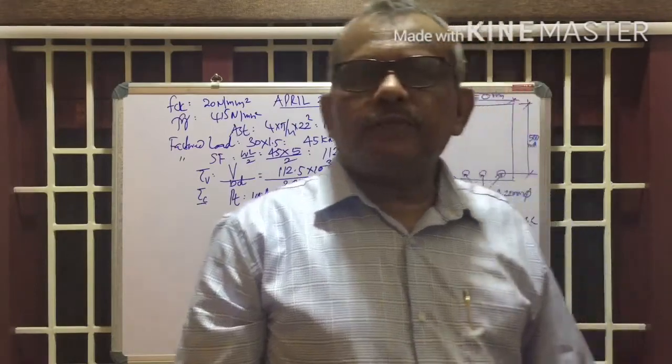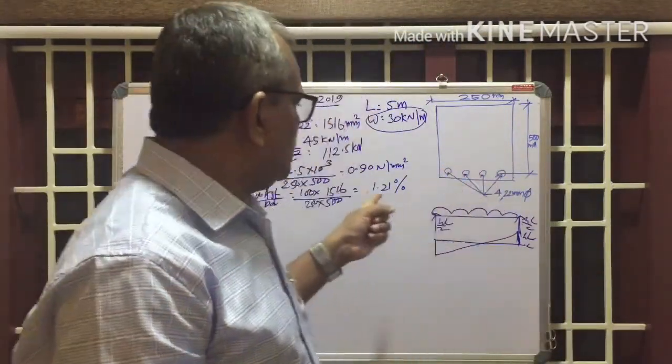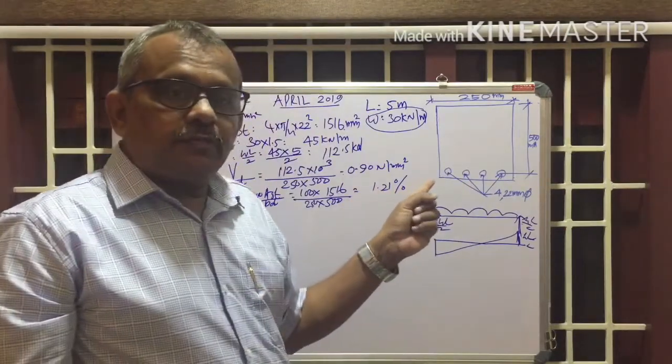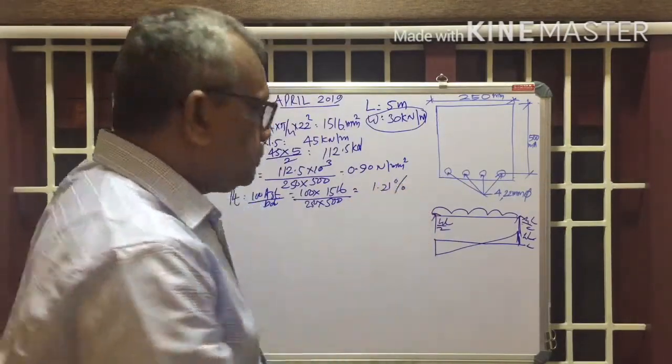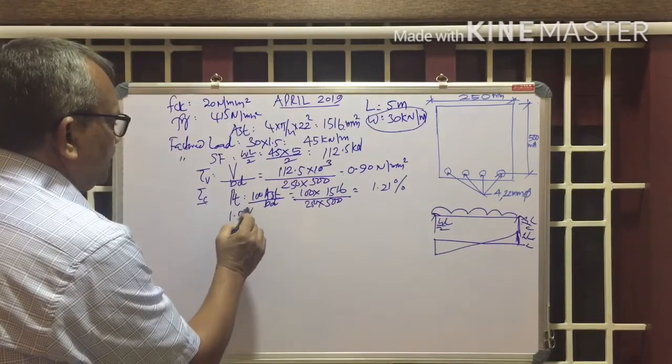Now from the code, for this percentage of reinforcement, exactly 1.21 percentage will not be there in the code. So take the nearest value, 1.5 percentage.